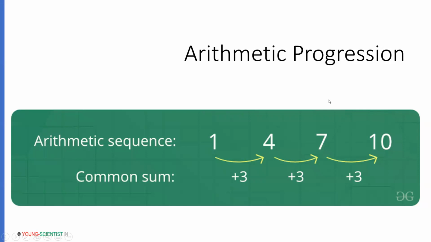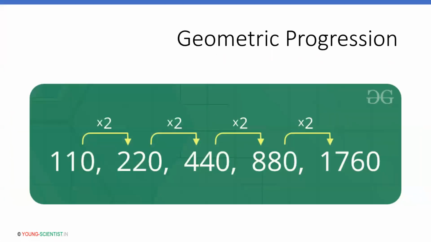Now, after arithmetic progression, we have the geometric progression. Here we have a sequence of numbers 110, 220, 440, and so on. So the pattern here is that each preceding number gets multiplied by 2. This 2 is known as the common ratio. And again, we see that in this sequence, the common ratio is constant.